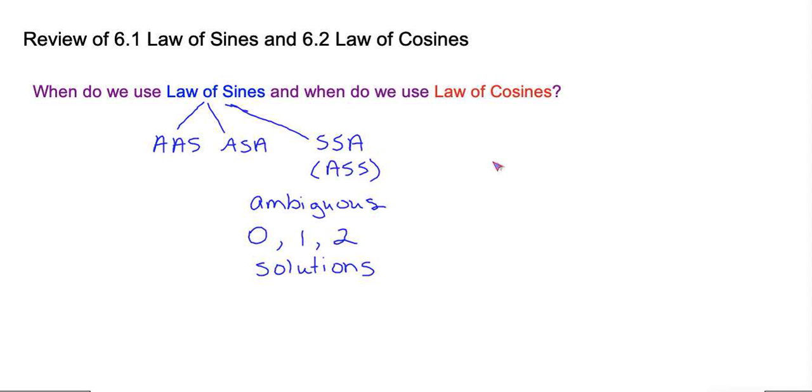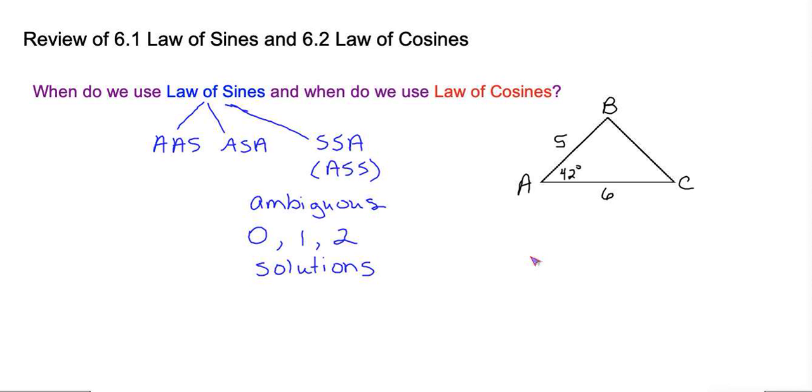Let me give you an example. Let's say we were given a triangle that looks like this. Let's label the vertices A, B, and C. And we're given some lengths. Let's say this is 5 and this is 6. And we know an angle measure. Let's say this is 42 degrees.